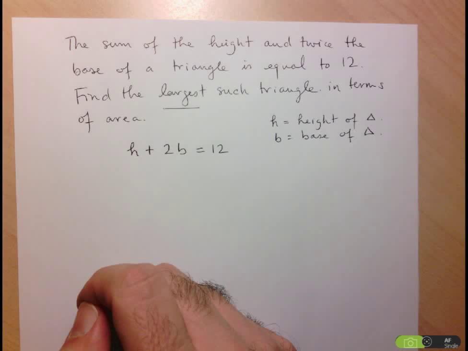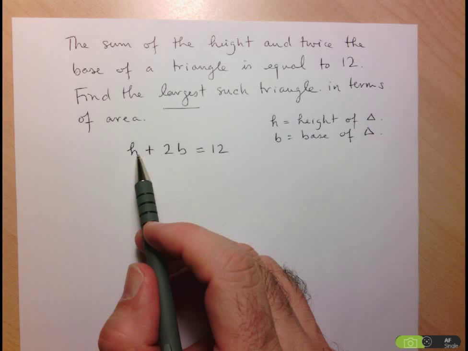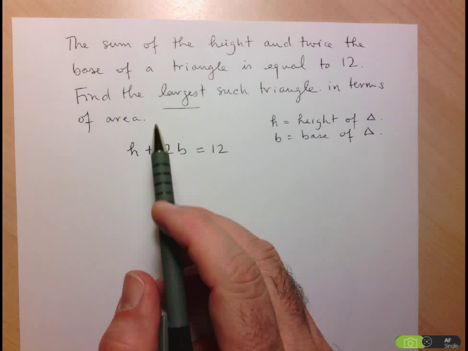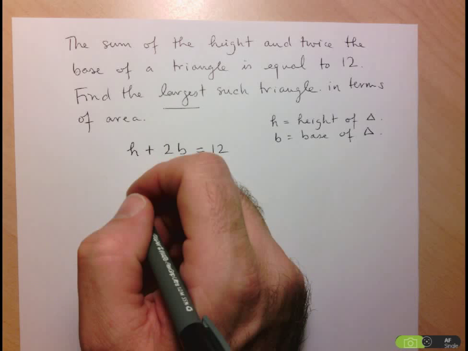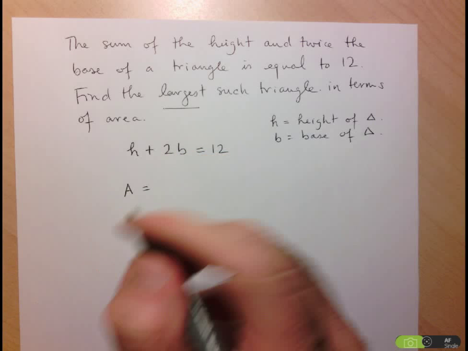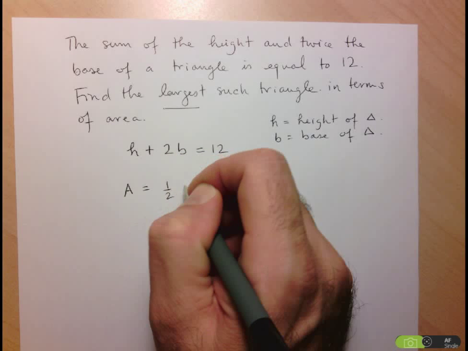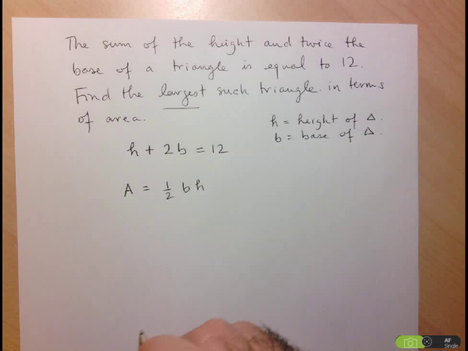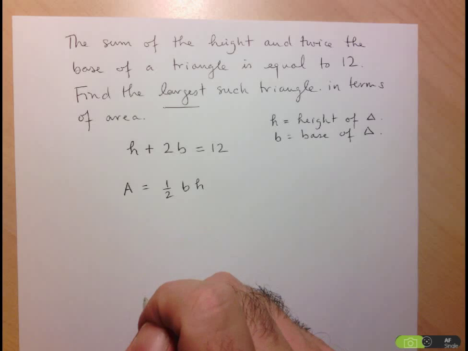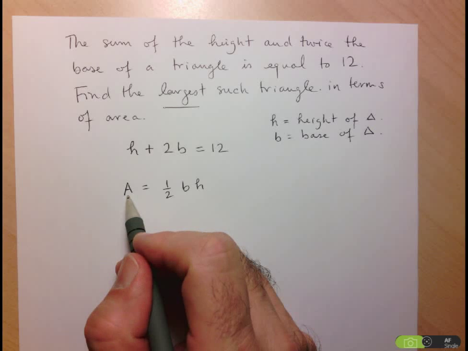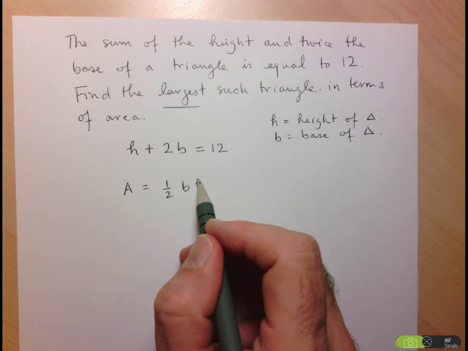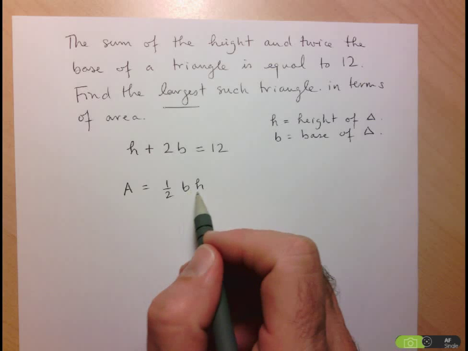Okay, now this is the relationship between those two dimensions, but what I'm interested in finding is the largest area. So this is where we recall what the area of a triangle is given by. It's given by 1/2 base times height. Okay, and as we've seen in pretty much every one of these problems, I want to find the maximum area, but the equation is given using these two different variables.